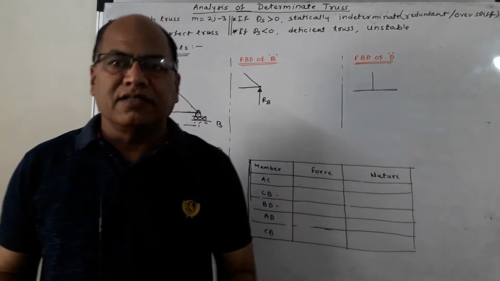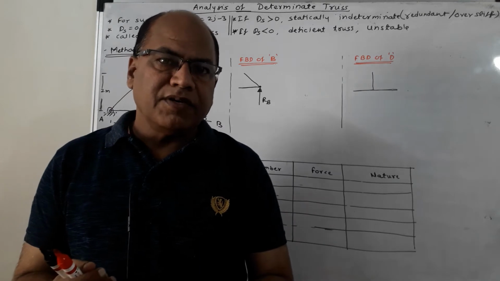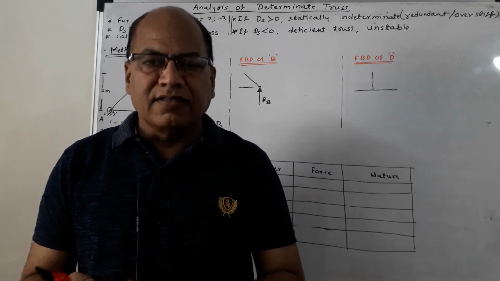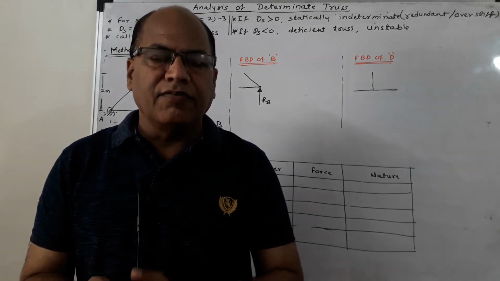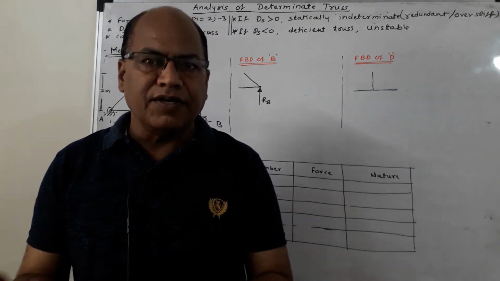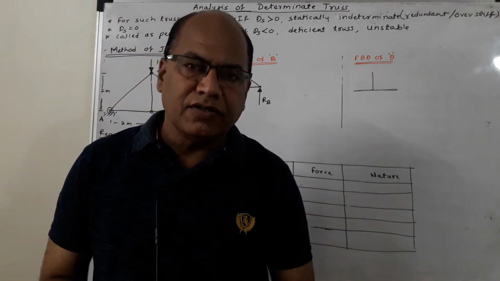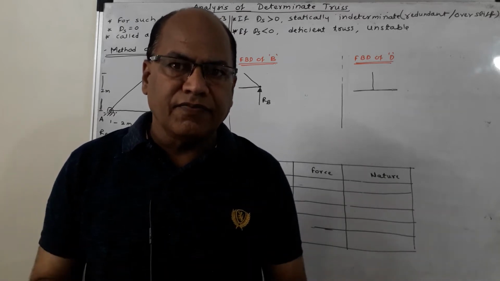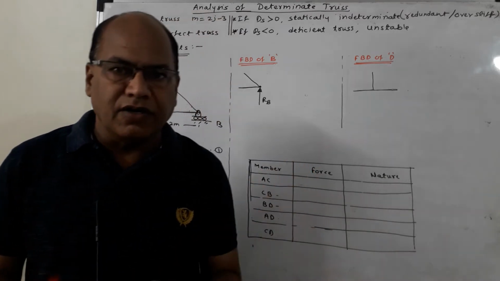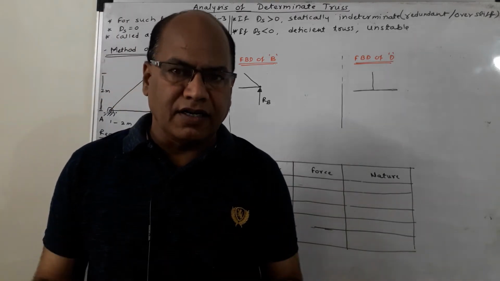Such trusses can be analyzed by any one of these methods. The first method is method of joints, second is method of sections, third is graphical method, and fourth is bar chain method. Usually the first two methods are very commonly used, that is method of sections and method of joints. So in this video let us deal with the method of joints. In the next video I will be discussing the method of sections.